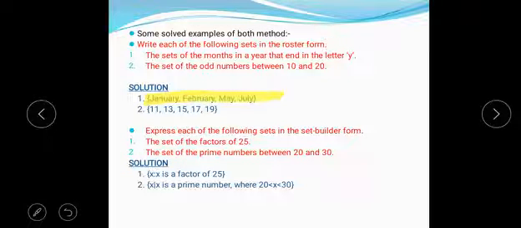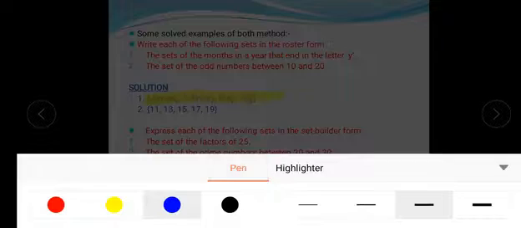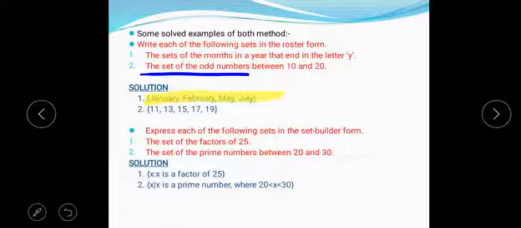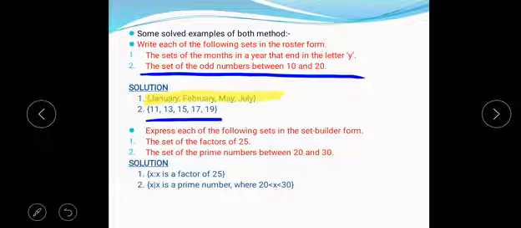Second one, the set of odd numbers between 10 and 20. So the odd numbers between 10 and 20 are 11, 13, 15, 17, and 19. And we have to represent it in tabular form or roster method in curly brackets.